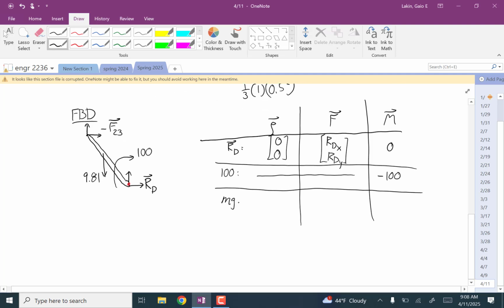Then the weight force. So the rho vector is the vector from the about point, the red dot, to the center of mass. So that should be negative 0.161, positive 0.192. And the force is 0, negative 9.81. And the cross product is 1.576.